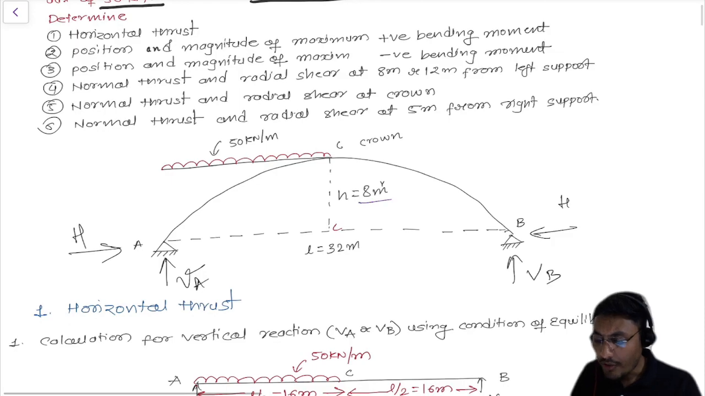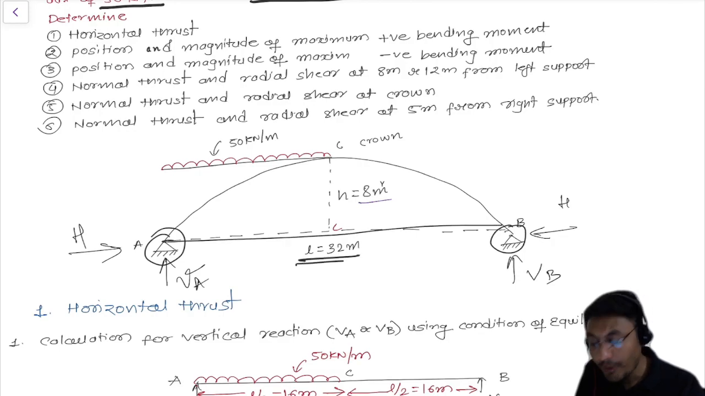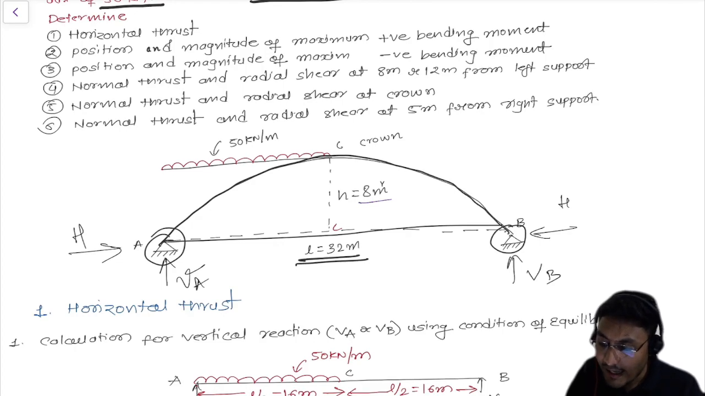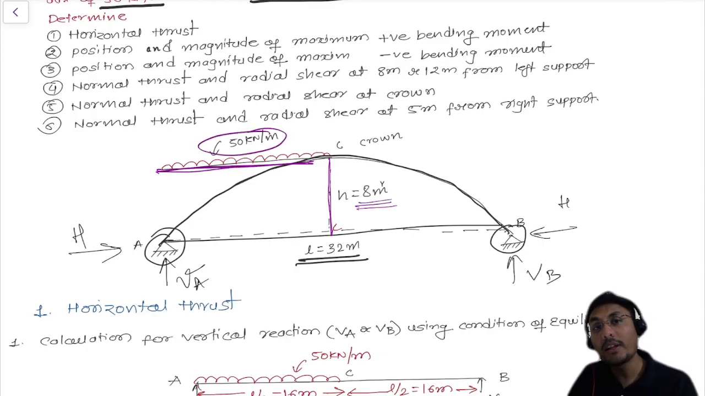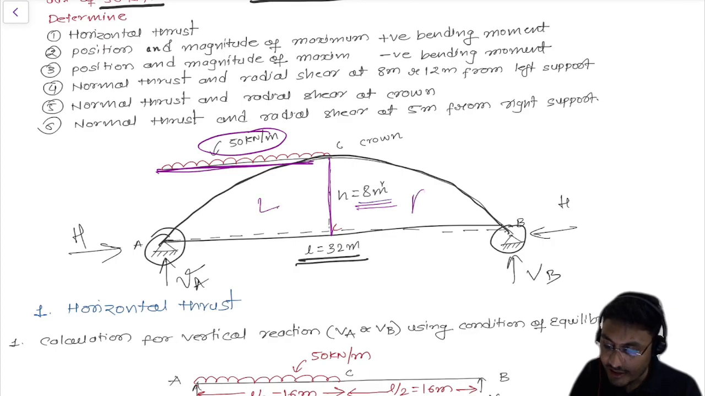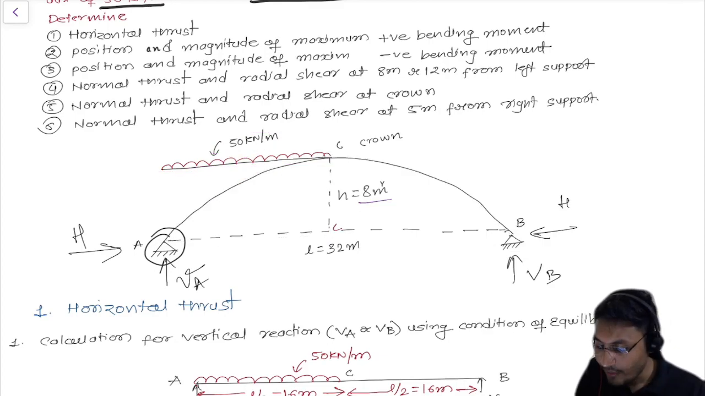So see what we have drawn here. We have considered 2 hinge supports. The distance between these 2 hinge supports is 32 meter. Then we draw the parabolic arch like this, and the height which is mentioned is 8 meter. And also we have provided the UDL, uniformly distributed load, of 50 kilonewton per meter over the left span. So this is the left and this is the right span. Let me remove everything right now from here, so we can easily start working on the rest of the things.